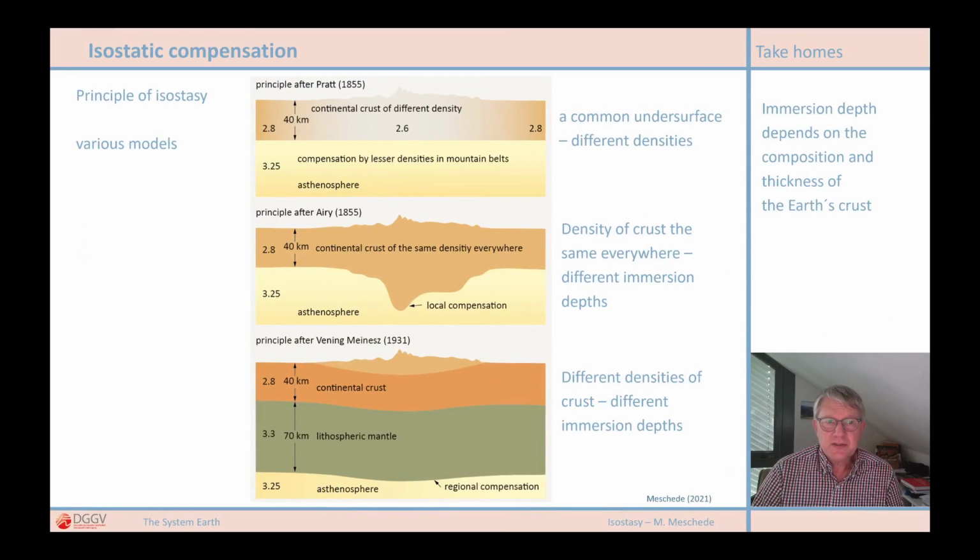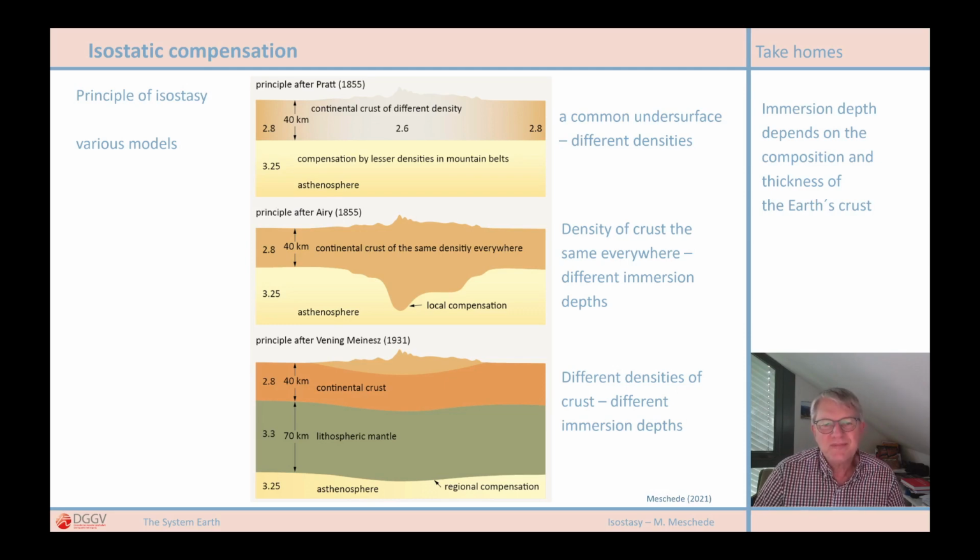The principle of isostasy was already described in the 19th century because it was used to explain the different heights of landscapes on Earth, especially the difference between high mountains and plains. There is the principle developed by John Pratt, who assumed that continental crust has different densities, but they all belong to the same plane compensation level, the isostatic compensation level, as explained earlier. At about the same time, George Airy, on the other hand, assumed that the continental crust has the same density everywhere, and therefore, let's think of the water wooden block model, it immerses into the mantle to different depths.